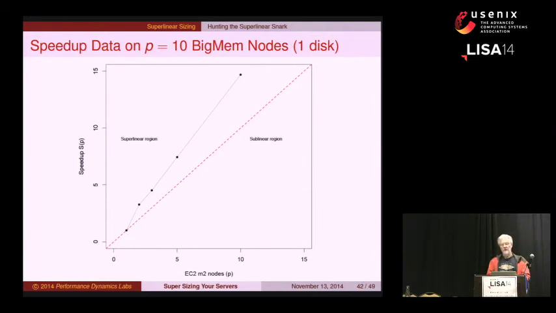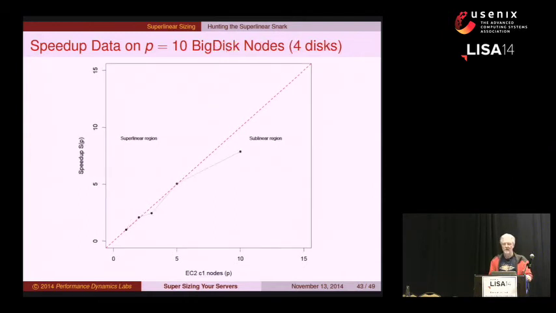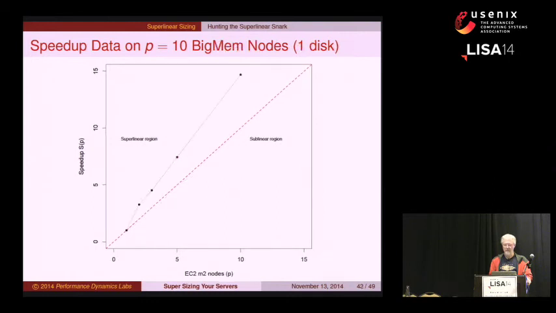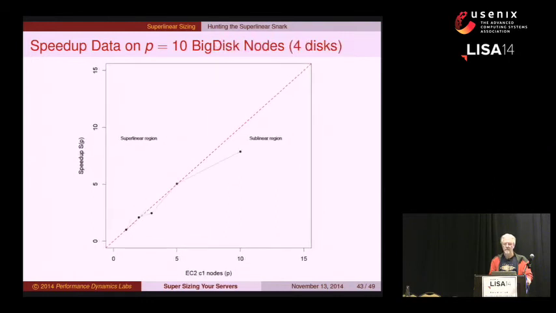This is an example of superlinear data on Hadoop, on EC2, up through 10 nodes. But that's on a single disk because that's a big mem node. Now I'm going to change to a big disk node, that's to say 4 spindles per node. Watch what happens to the data. You see that? Animation. So even at 10 nodes, if I add more disks to the node, the superlinear effect goes away because now those data points are either linear or sublinear, not superlinear anymore.